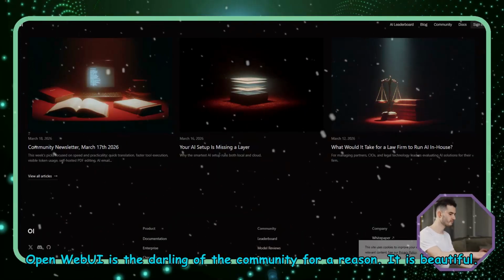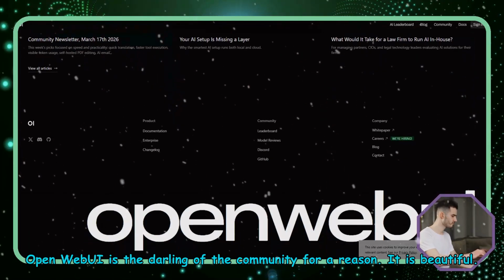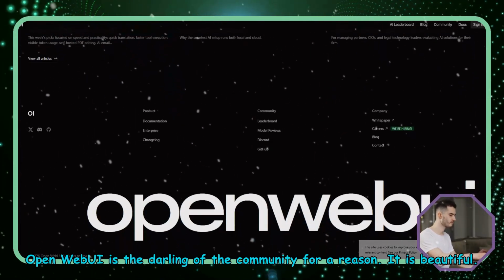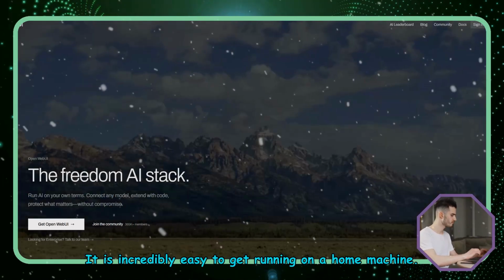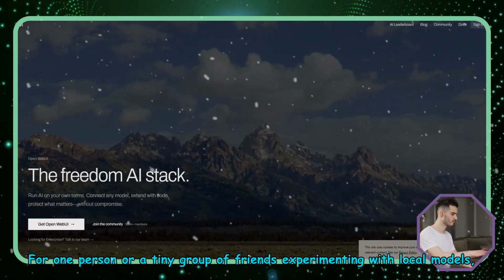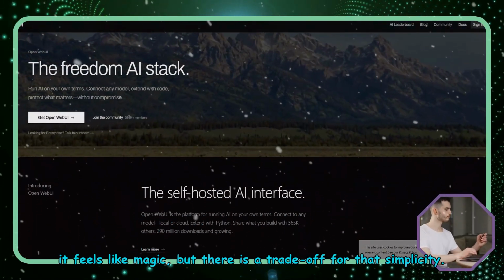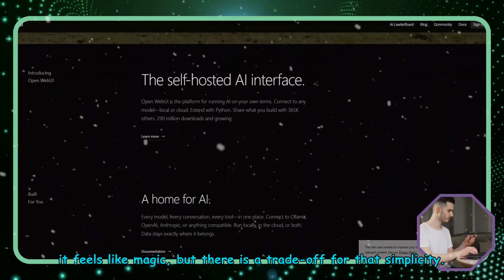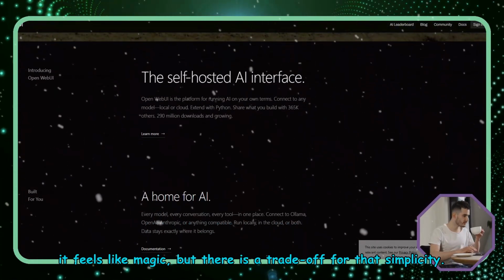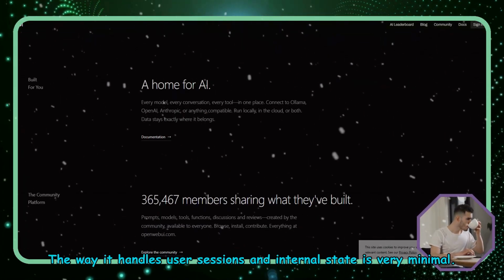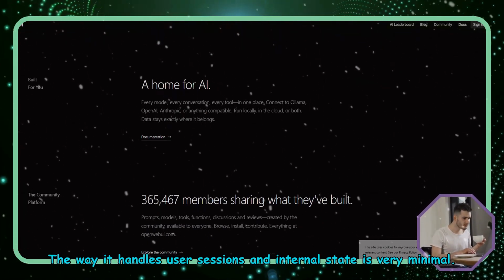Open WebUI is the darling of the community for a reason. It is beautiful. It is incredibly easy to get running on a home machine. For one person or a tiny group of friends experimenting with local models, it feels like magic. But there is a trade-off for that simplicity. The way it handles user sessions and internal state is very minimal.